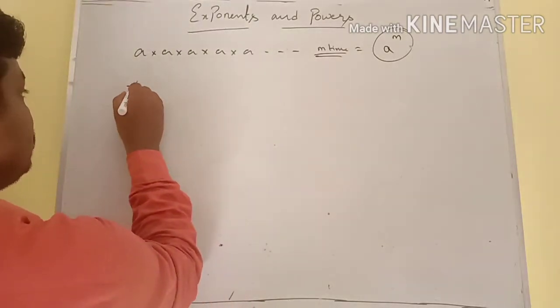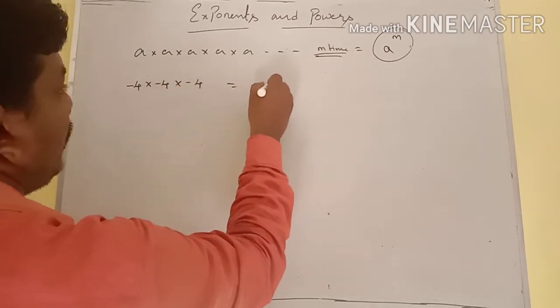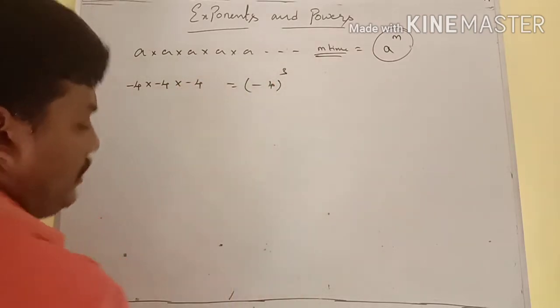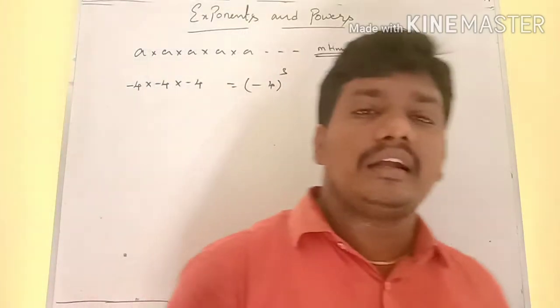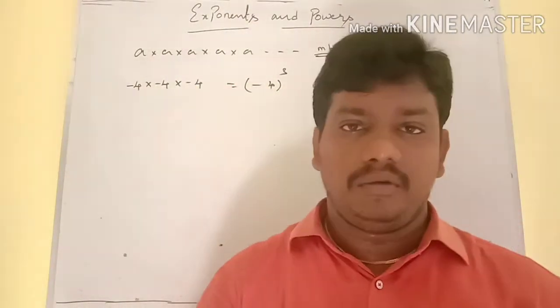Suppose minus 4 is multiplied 3 times. This can be written as minus 4 power 3. Any number which is repeatedly multiplied can be represented in exponential form.